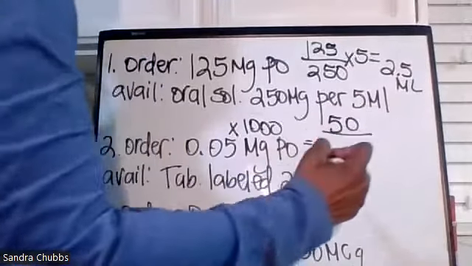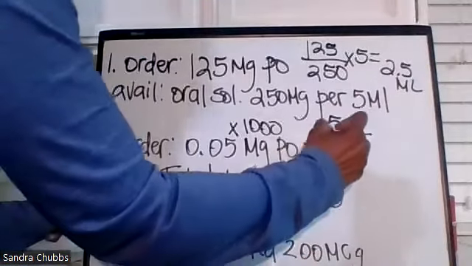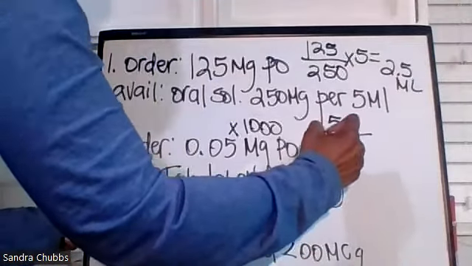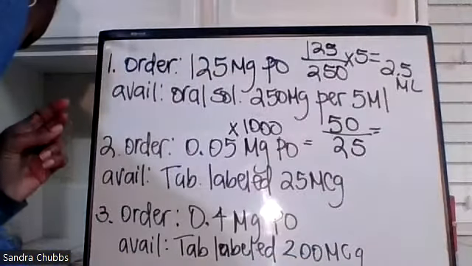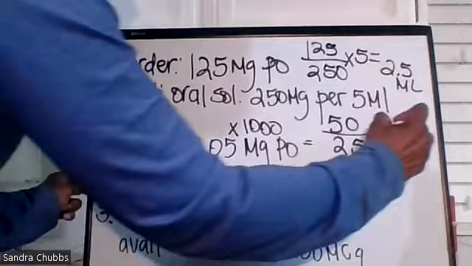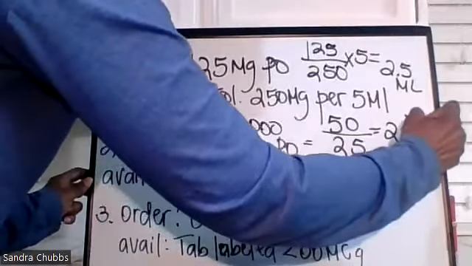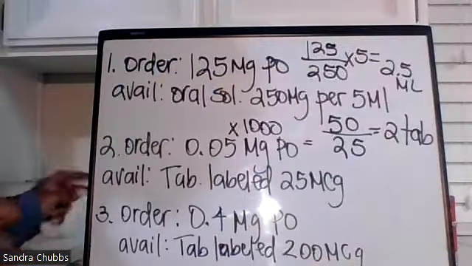So it's 50 micrograms divided by what you have available, which is 25. And what do we get? 2 tabs, right? 2 tabs is the answer.